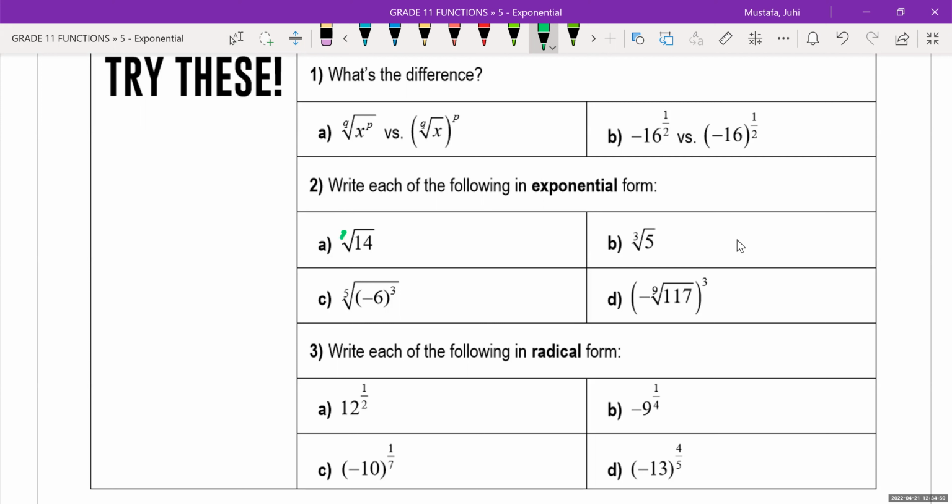For this one, no number is given to you. It's just a square root sign. So whenever you see that, you should know that there is an index of 2, and it's actually 14 to the power of 1. And even though those numbers aren't written there, they're always there. So when you rewrite this into exponential form, you start with your base, which is 14. You take this number, and that's going to go in your numerator, and you take this number, and that's going to go in your denominator. So it's going to be 14 to the power of a half.